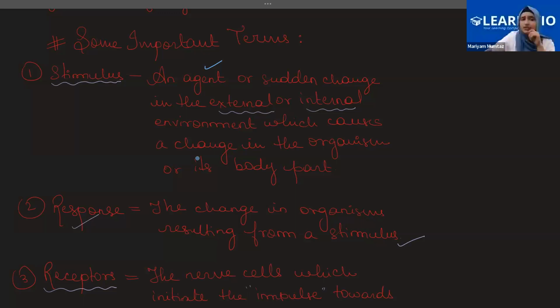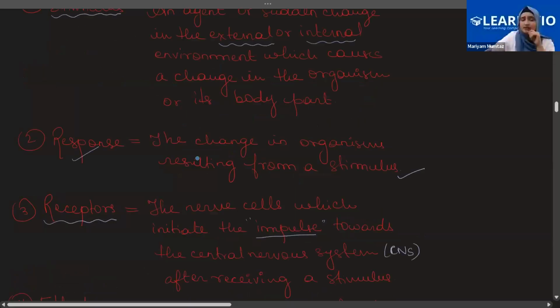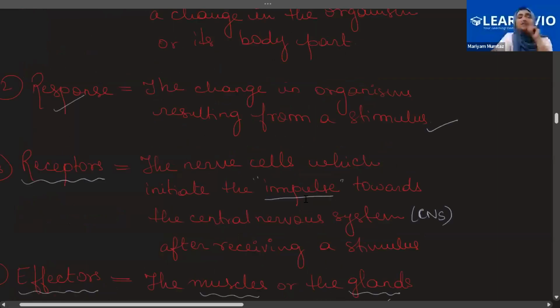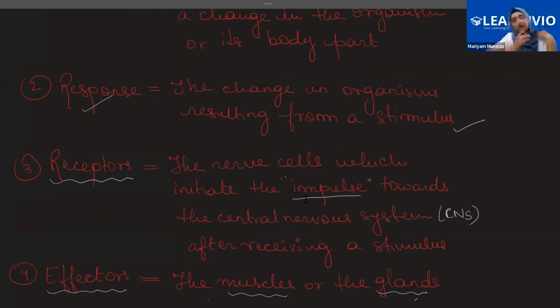What happens is that first the stimulus is provided. After this, our body shows some response to it. For example, if I was patting on your back, you will turn towards me, right? So this turning towards me is your response. So response is the change in an organism resulting from a stimulus. The result of a stimulus is a response.